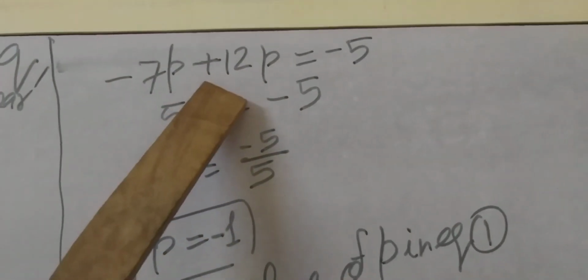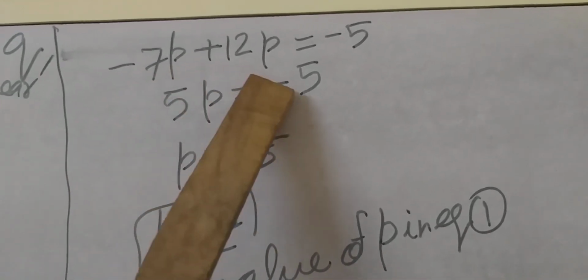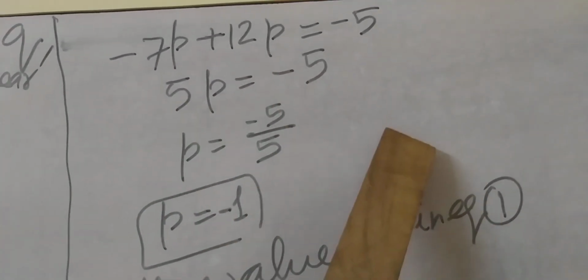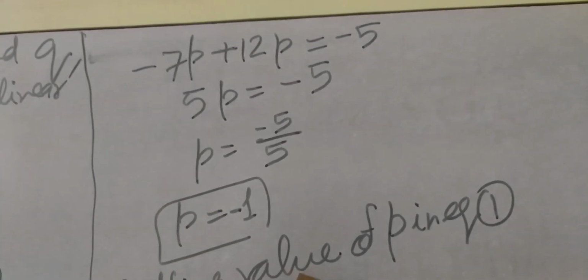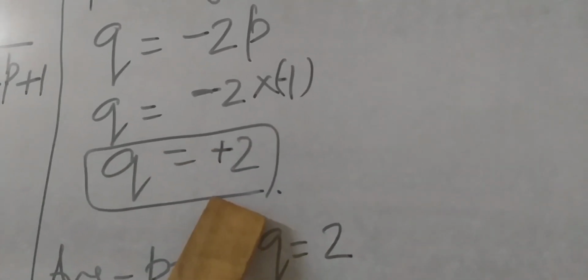Let us open the bracket. Minus 7p plus 12p equal to minus 5. So minus 7p plus 12p is 5p, equal to minus 5, p equal to minus 1. Correct? Putting the value of p in equation 1, students, this is the equation 1. So q equal to minus 2p, q equal to minus 2 into minus 1, q equal to 2. So our answer: p equal to minus 1, q equal to 2.